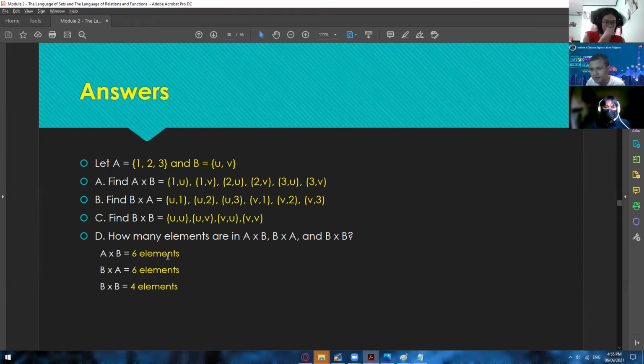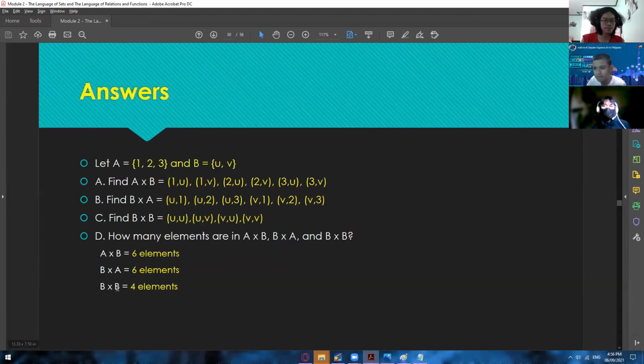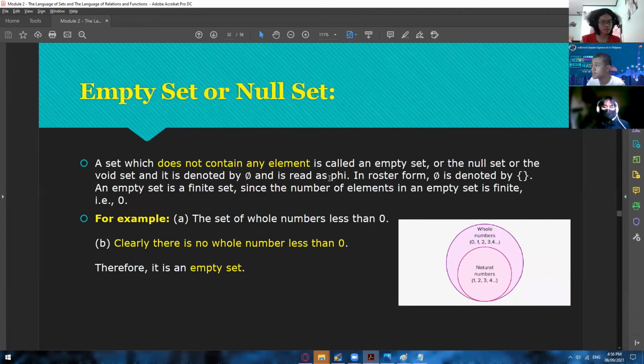Okay, so again, in order for you to know the total number of elements or total combinations, just count the elements on that set versus on the second set. So 3 times 2 is 6. And then B times B is 2 times 2, which is equal to 4. Okay. So let's now proceed to the different types of set.